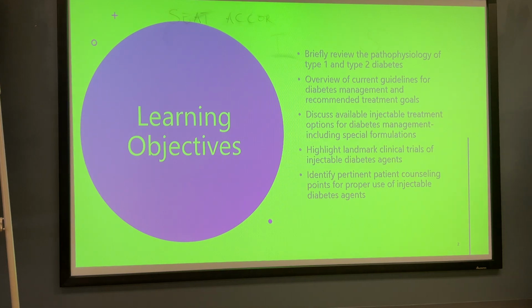So learning objectives for today are to review the pathophysiology of both type 1 and type 2 diabetes. We're going to talk about the current guidelines briefly and look at the recommended treatment goals. We're going to discuss the available injectable treatment options for diabetes management, including some special formulations that you may or may not see in clinical practice. We're going to briefly highlight landmark clinical trials that are related to the injectable diabetes agents, and we're going to identify pertinent patient counseling points for the proper use of injectable agents.